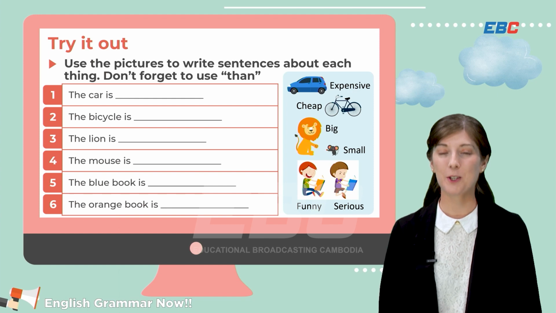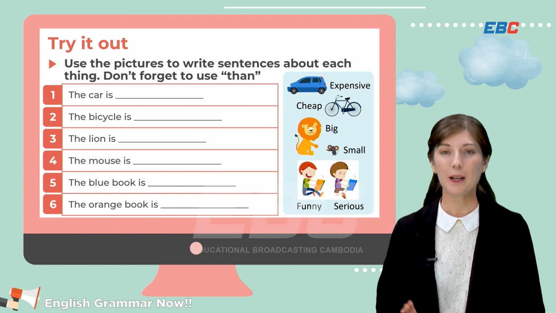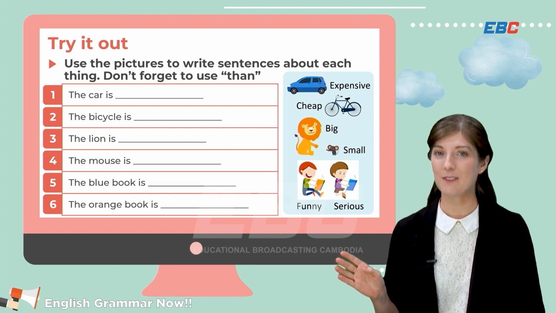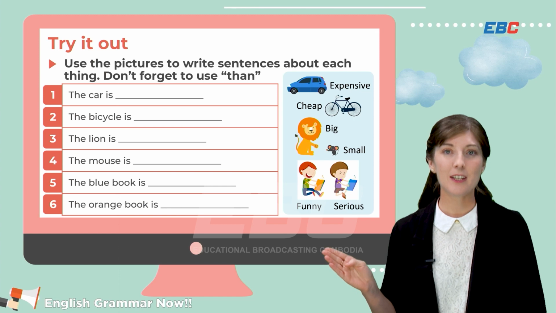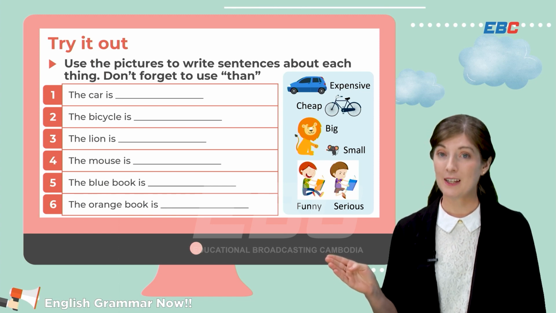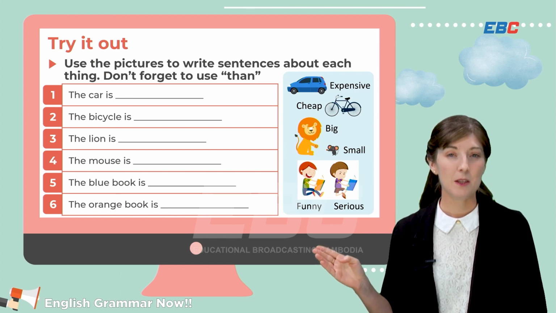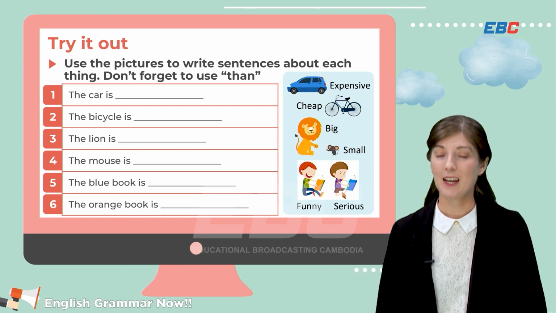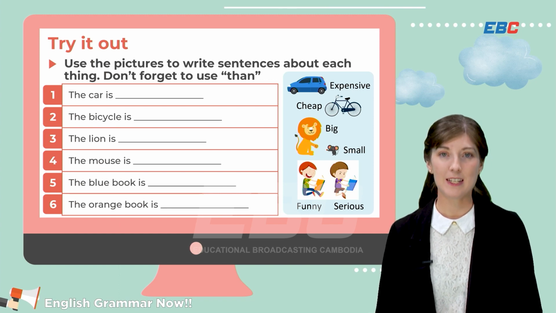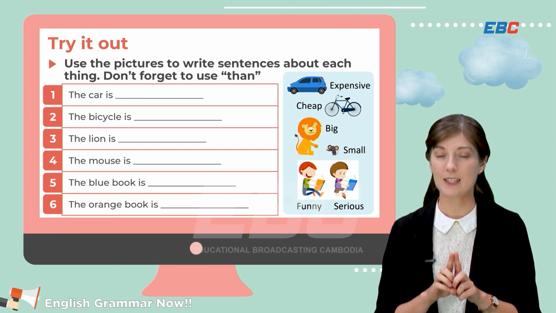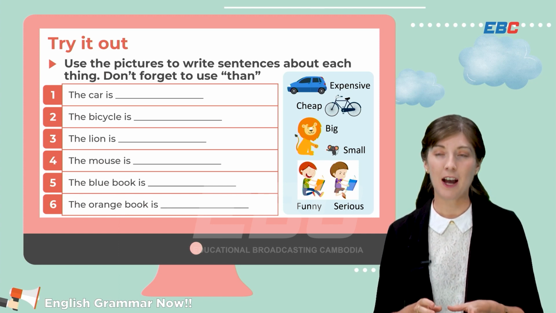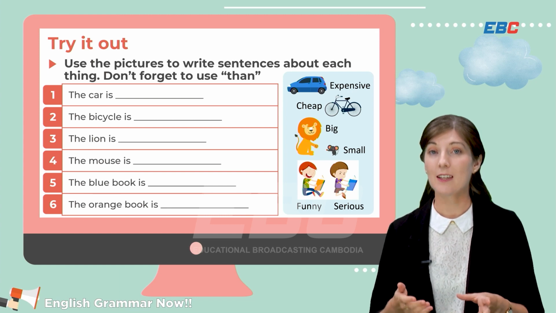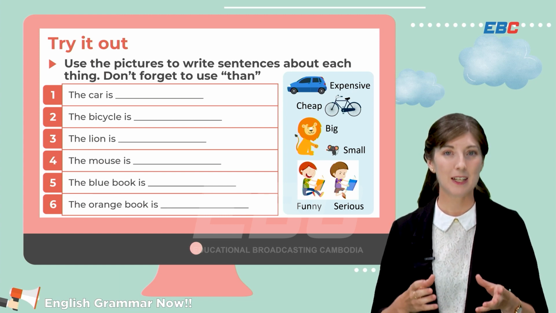Here's an activity for you to try it out. You can see the pictures on the side with some adjectives that describe each one. The car is expensive. The bicycle is cheap. The lion is big. And the mouse is small. The orange book is funny. The blue book is serious. See if you can make a comparative sentence about these pairs of things. Don't forget that you need to use than after the comparative adjective when you are introducing the second thing. Go ahead, give it a try.